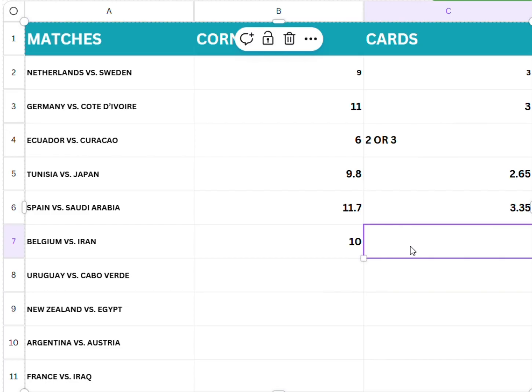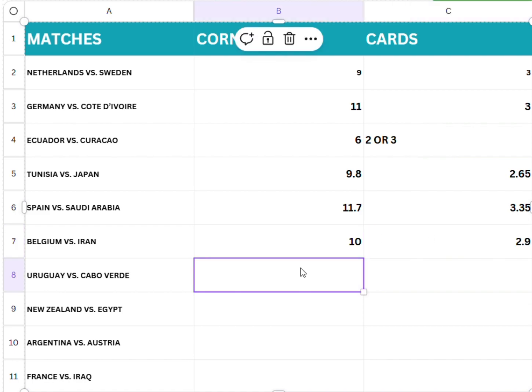For cards, the average cards in a match that features Belgium is 3, while for Iran, the average is 2.8. So 3 plus 2.8 is 5.8. 5.8 divided by 2, we're having 2.9. So we're expecting about 3 cards again.